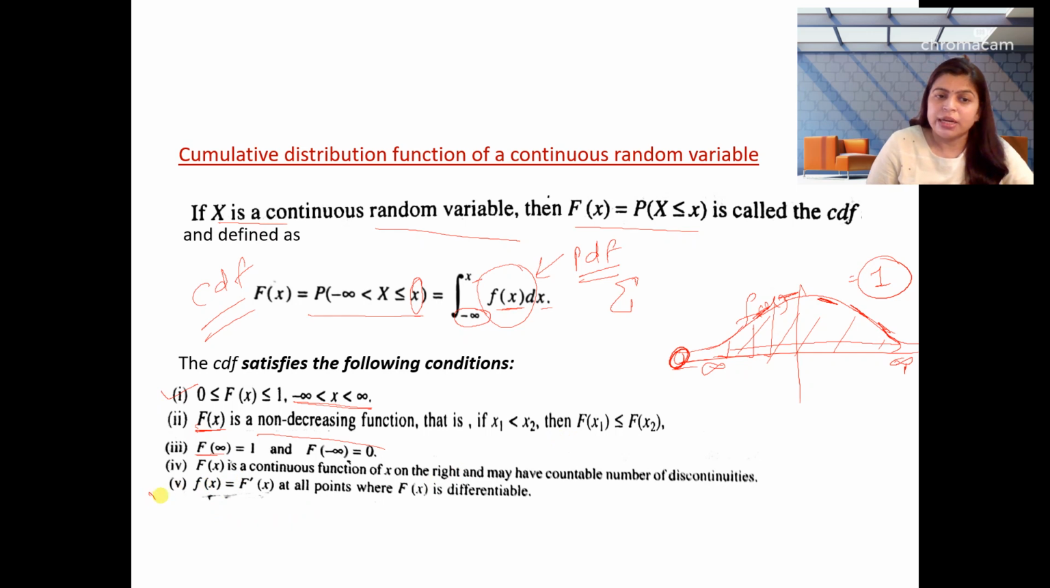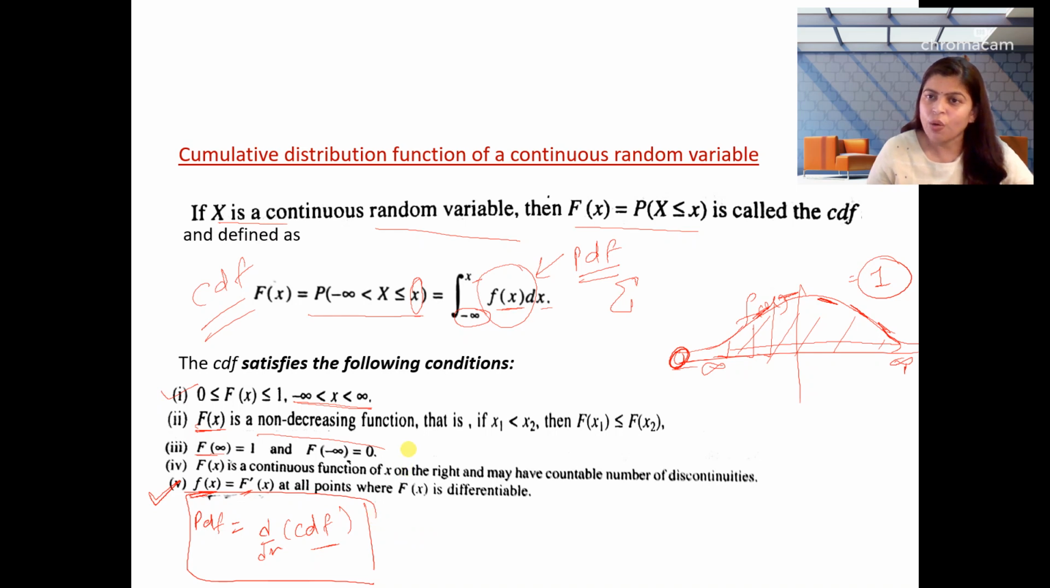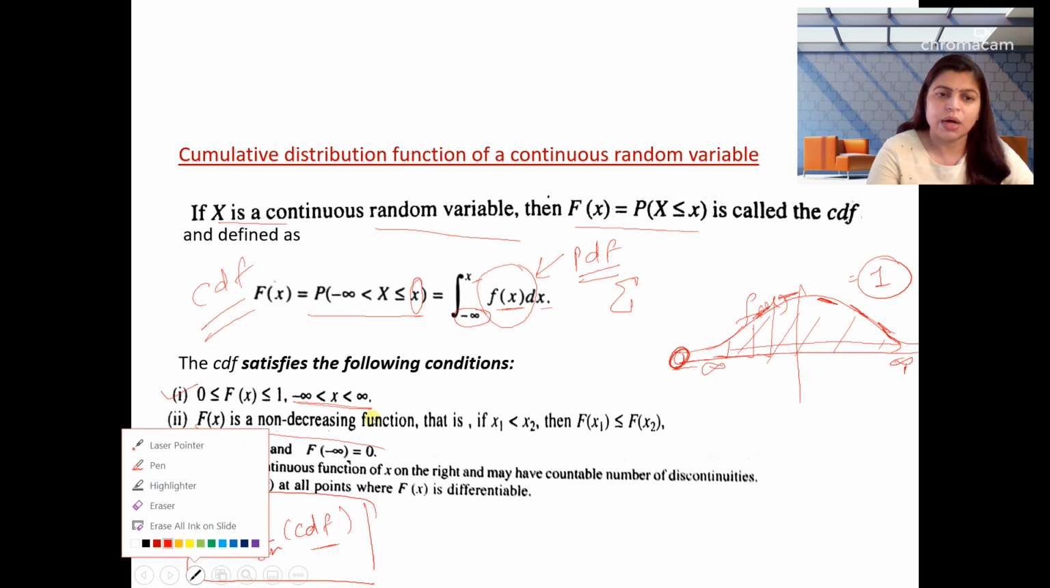And the last point is very, very important, that this is PDF. Okay, PDF is equivalent to basically differentiation of CDF. So this is the relation you can use when CDF is given to you and you want to find out PDF. So what will you do? Basically you will differentiate that function and you will get PDF. Okay, so these are the properties of CDF, and now I'm taking a few examples that can be asked in your examination.